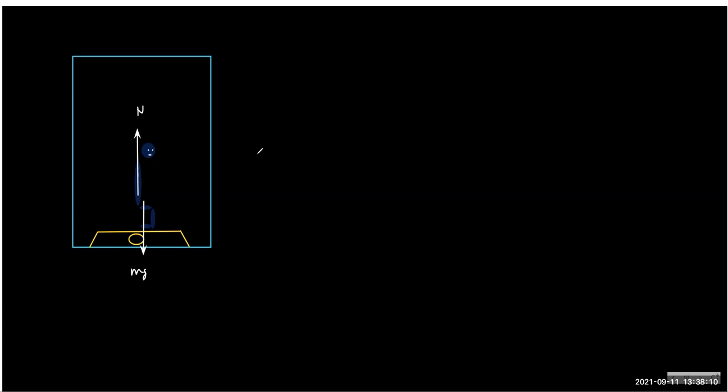So now the gravity is down, normal is acting because of the contact force. Let me show it and write to the place. Maybe it is acting.